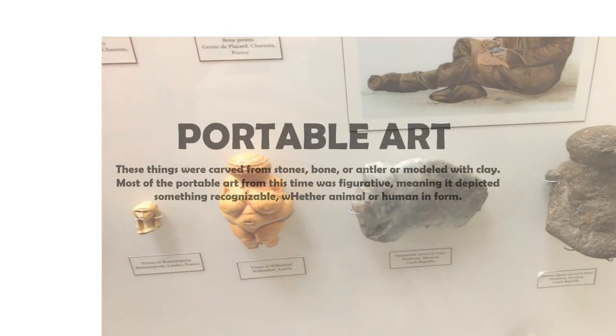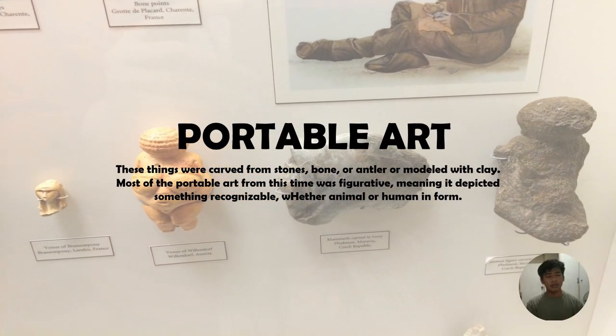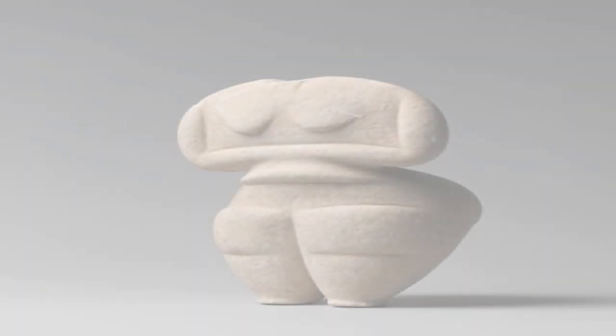Now let's move on to portable art. What is portable art? These things were carved from stones, bone, or antler, or modeled with clay. Most of the portable art from this time was figurative, meaning it depicted something recognizable, whether animal or human being. Here are some examples of portable art. We have this, also this, this one, and this one.